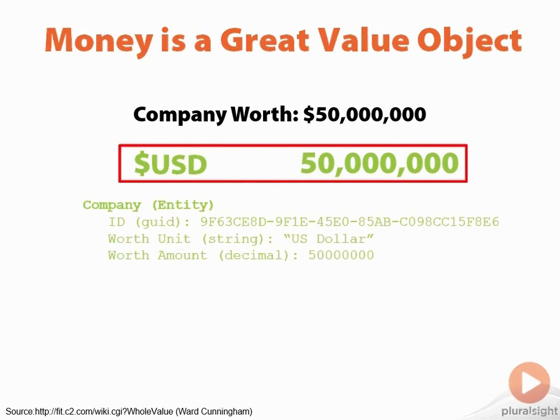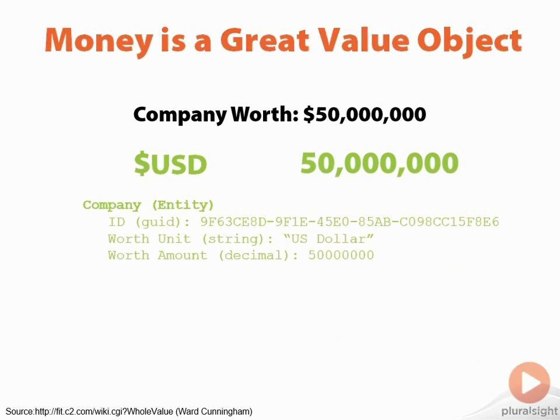So we could still just have the two properties in this company class, but by creating a value object, you also protect and constrain the measurement. So for instance, we might have a class called company. It might have one property that was a decimal that was the worth, and another property called the worth unit that might be a string that says US dollar.